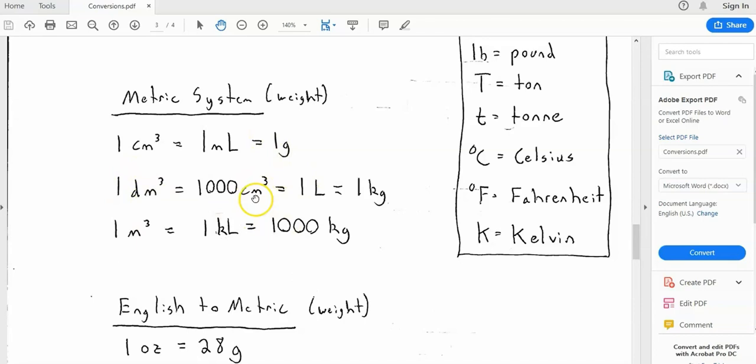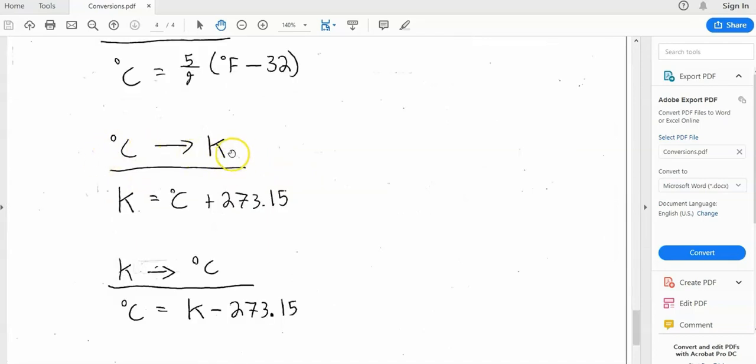Okay? And then last but not least, on the very last page, you have all the formulas that allow us to go from degrees Celsius to degrees Fahrenheit, degrees Fahrenheit to degrees Celsius, degrees Celsius to Kelvin, and Kelvin to degrees Celsius.